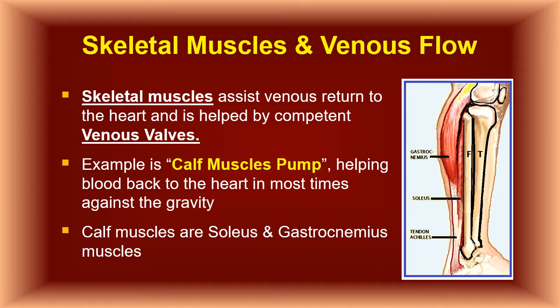We start with the skeletal muscles and the venous flow. The commonest example is the calf muscle pump. This is a picture of the calf muscle. Tibia and fibula, these are the calf muscle. We have the soleus muscle, this one, and the gastrocnemius muscle, this one. Both are connected together in one tendon called the Achilles tendon.